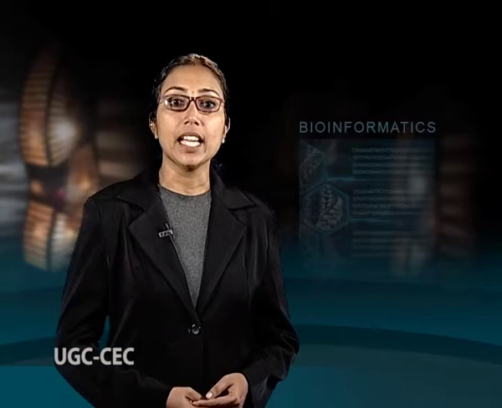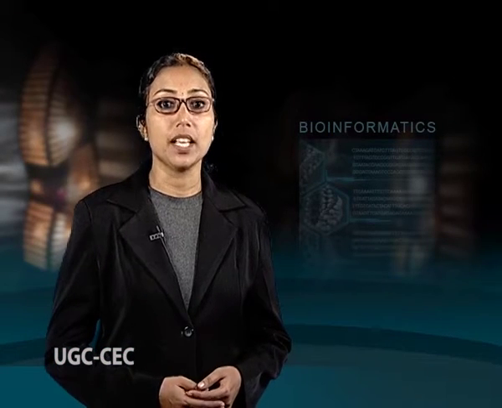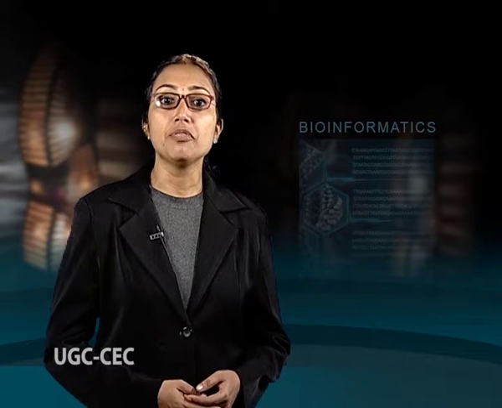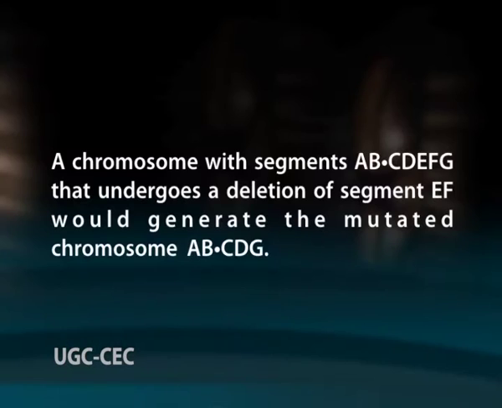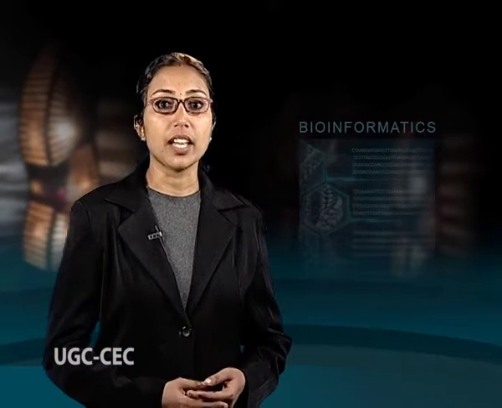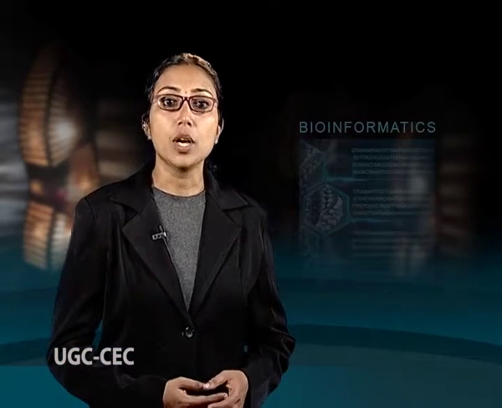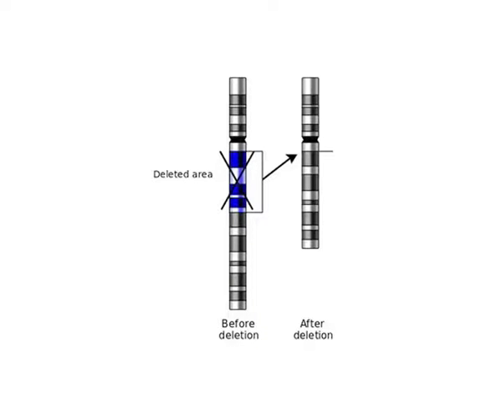Deletions. A second type of chromosome rearrangement is a deletion, the loss of a chromosome segment. A chromosome with segments AB.CDEFG that undergoes a deletion of segment EF would generate the mutated chromosome AB.CDG. A large deletion can be easily detected because the chromosome is noticeably shortened.